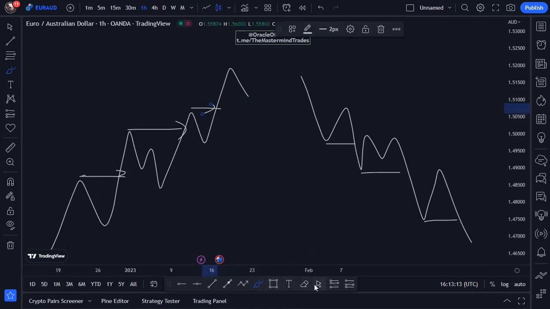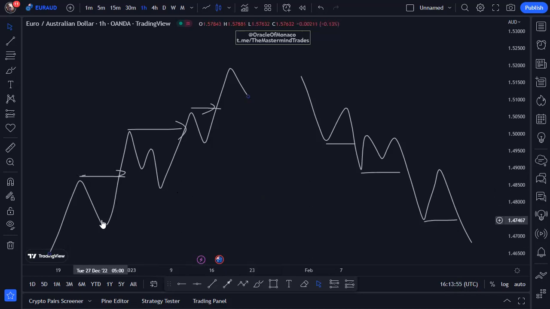Now, a change of character is not very much different from a break of structure. I like to even say that a change of character is as well a break of structure. I think the major difference is that a change of character usually happens when you find a break of a significant level, except that in this case it is usually signaling the start of a reversal or the start of a new trend.